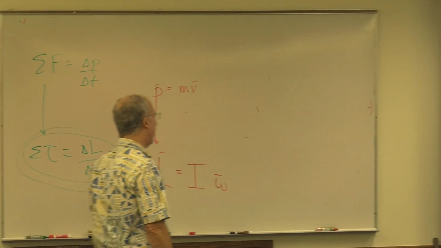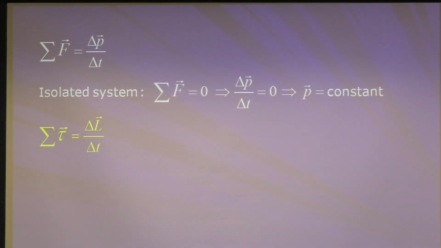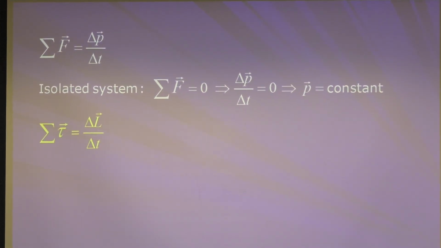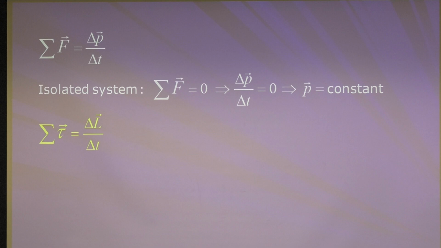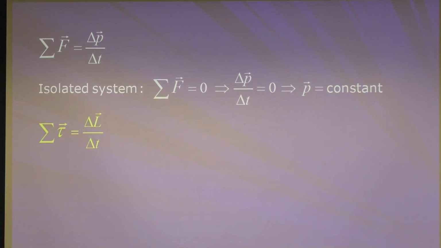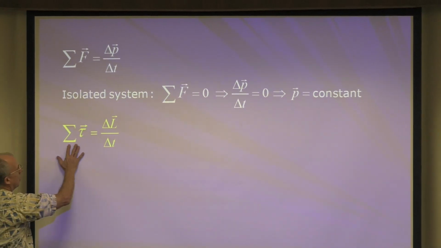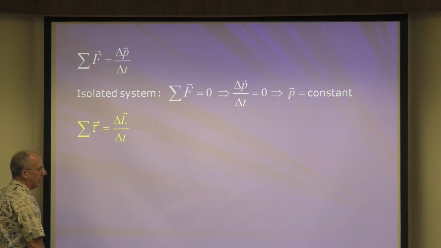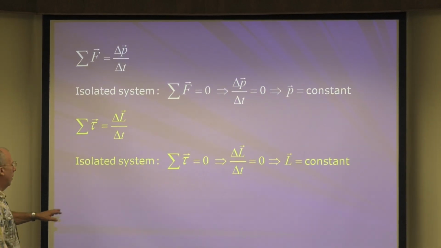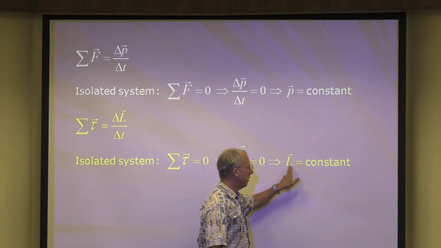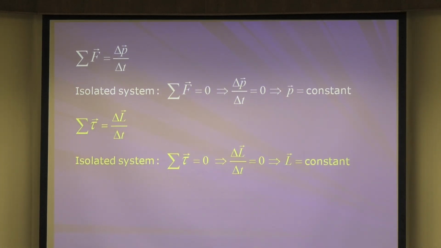So that's what it is: the sum of the torques equals delta L over delta T. That's the equivalent of this, Newton's second law in rotational variables. Now, guess what? If you have an isolated system, the sum of the torques equals 0, which means delta L over delta T is 0. That means L doesn't change. So there you go: isolated system, L is constant. Momentum conservation. That's awesome.